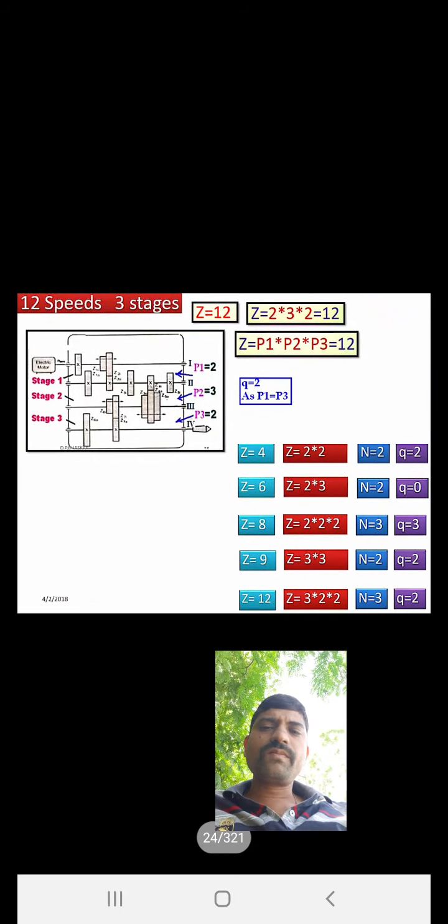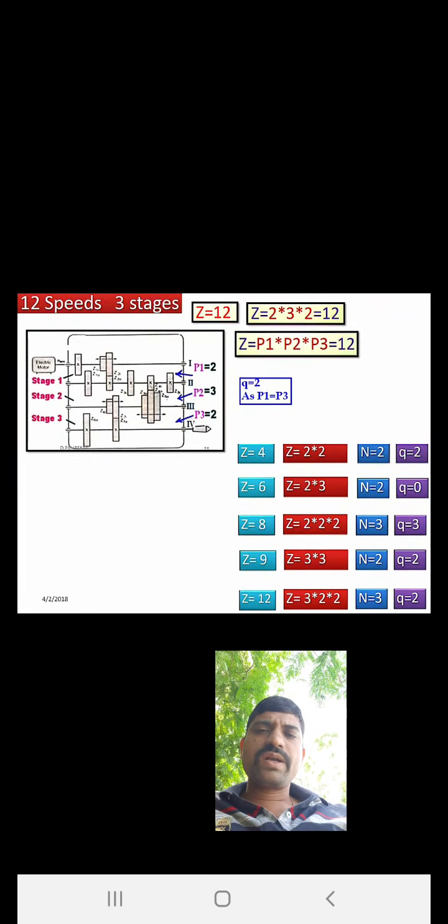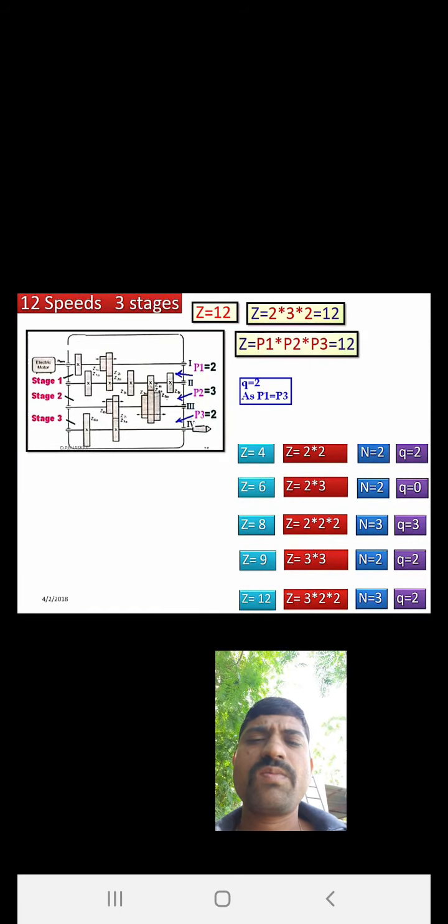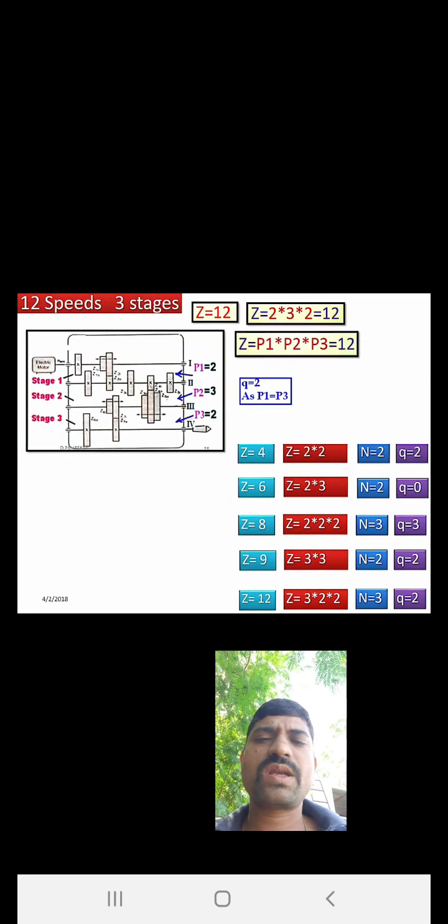Then see, here I have taken one example: 12 speeds, 3 stages. Three stages means how many shafts? There are 4 shafts and the speed steps are 12. Then how do we calculate with z equal to 12? How do we calculate the p1, p2 and p3 values? There you will get a number of combinations.